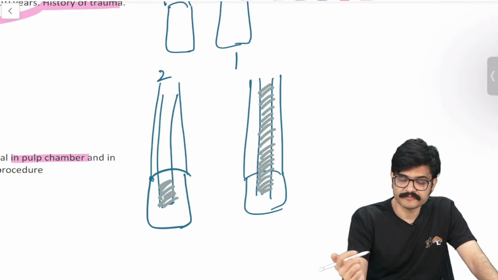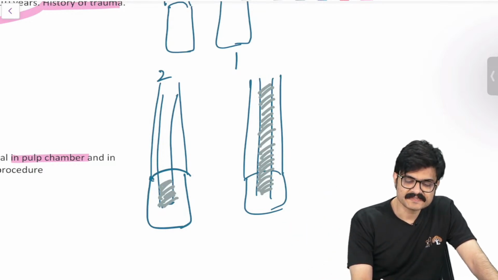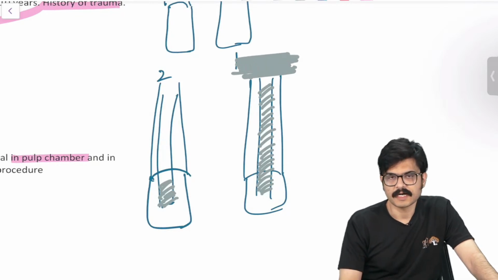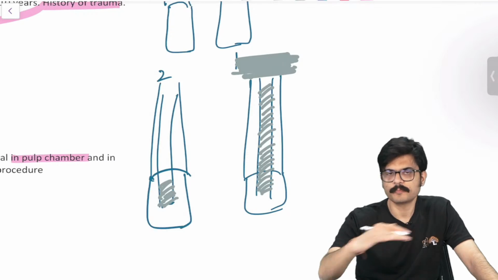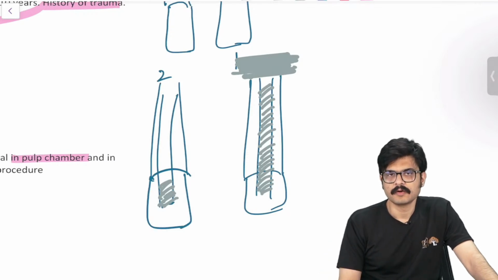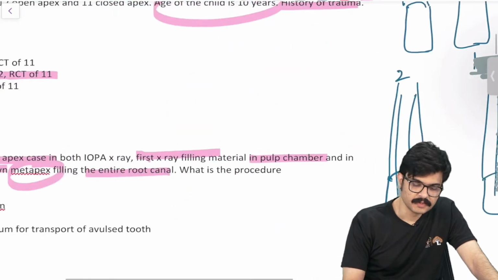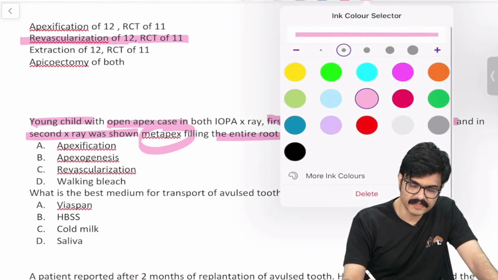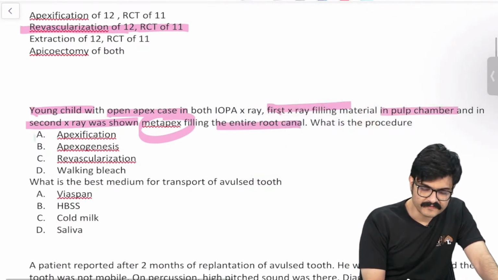So what are you trying to achieve? You are trying to achieve a calcific barrier, a hard tissue barrier, over this open apex of a non-vital tooth. So you're trying to achieve apexification. Your aim is apexification. Therefore, the correct answer here, guys, is apexification.